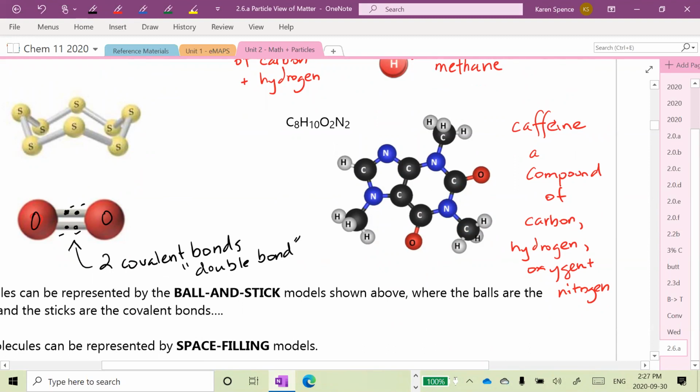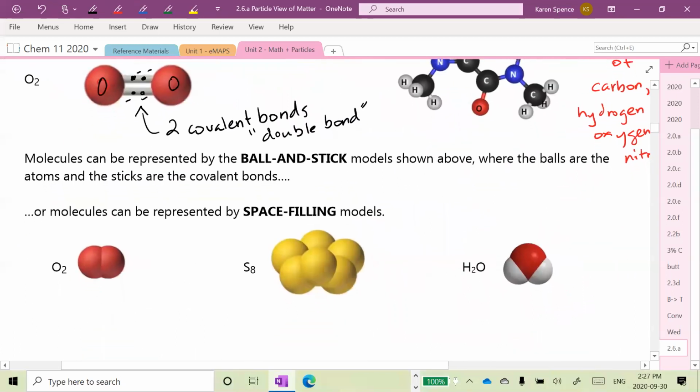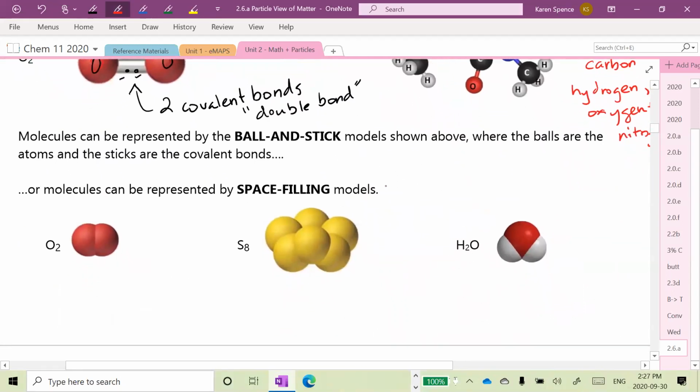There is another way of representing molecules, and those are called space-filling models. Space-filling models more accurately represent what the molecules really look like, like if you could actually get in and look at them in real life.